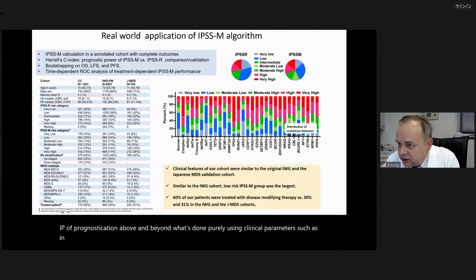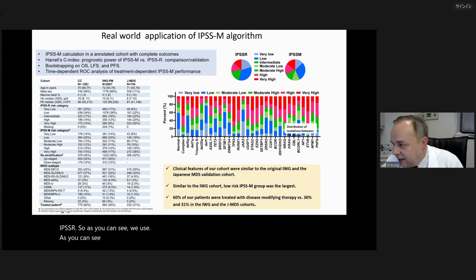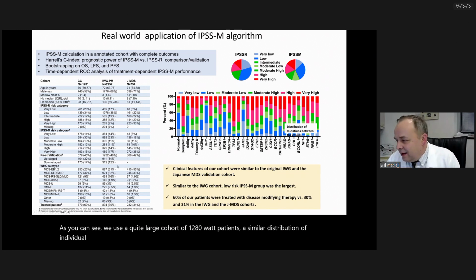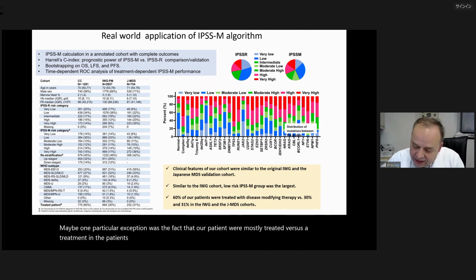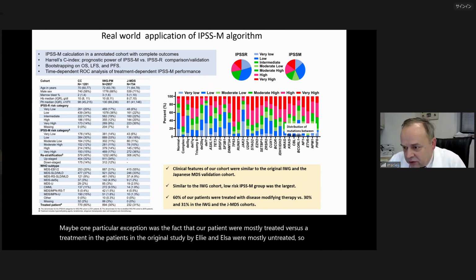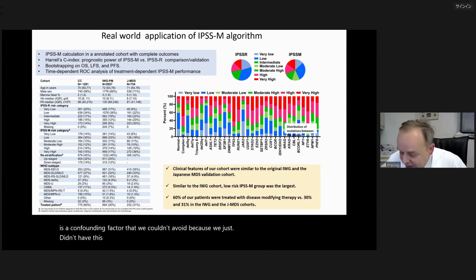So as you can see, we use a quite large cohort of 1,281 patients, a similar distribution of individual parameters. Maybe one particular exception was the fact that our patients were mostly treated, versus the patients in the original study by Ellie and Elsa, who were mostly untreated. So this is a confounding factor that we couldn't avoid because we just didn't have this many untreated patients. In any event, the distribution of individual mutations was very similar.